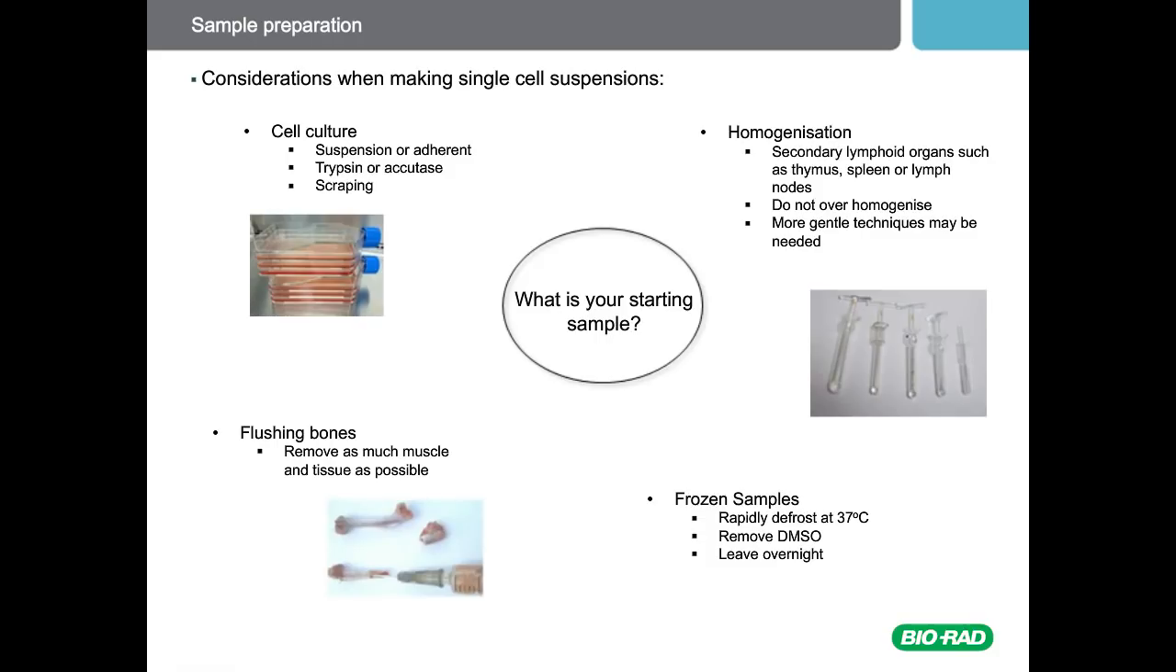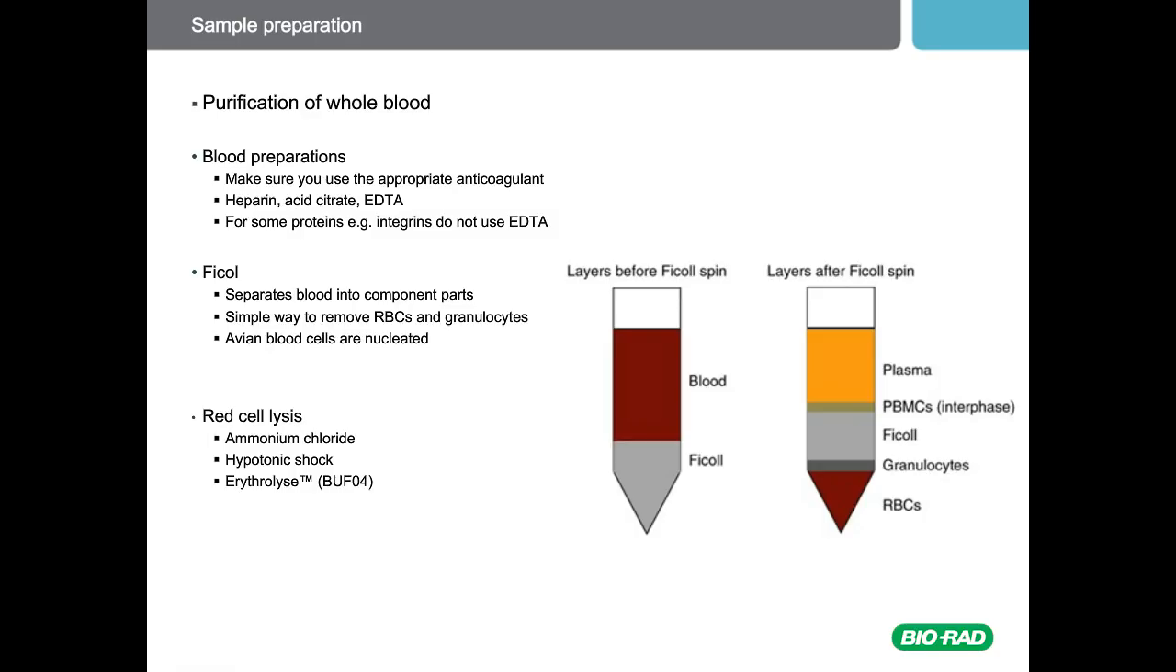Another popular sample used in flow cytometry is peripheral blood. Purification of peripheral blood can be very straightforward. First, though, you have to make sure you prepare the blood sample correctly. This starts with choosing the right anticoagulant. For most antibody staining, any of the common anticoagulants such as heparin, acid citrate or EDTA are fine to prevent blood clotting. However, for some techniques, such as intracellular cytokine detection and certain surface epitopes such as integrins, it is advisable not to use EDTA. If you're unsure, then you can check the datasheet of your antibody prior to blood collection.